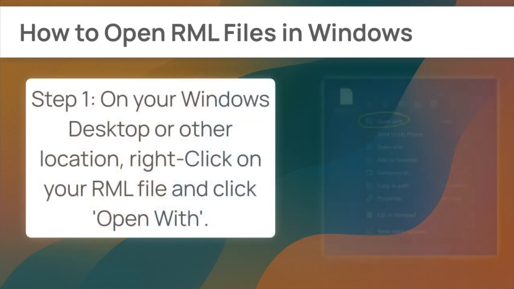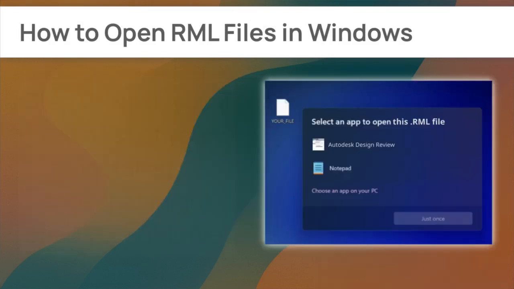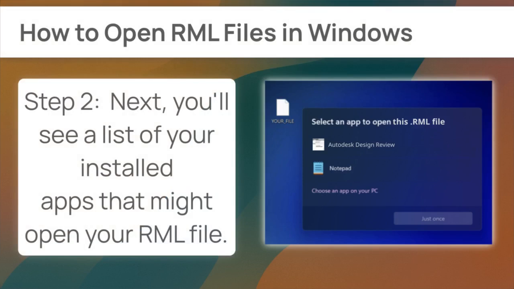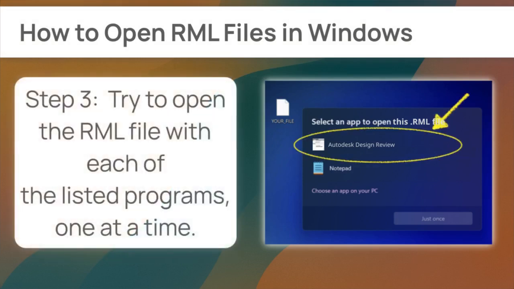The initial action is crucial. Right-click your RML file and select Open With. Use Autodesk Design Review. If it's installed, it's the best candidate. If not, cycle through the remaining options until one works.